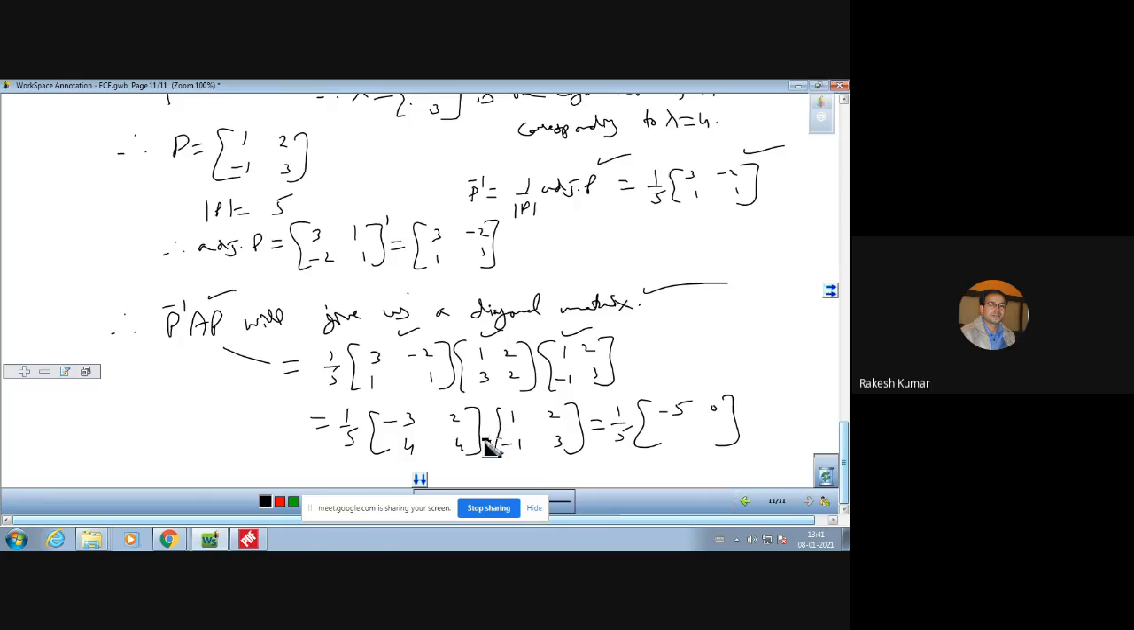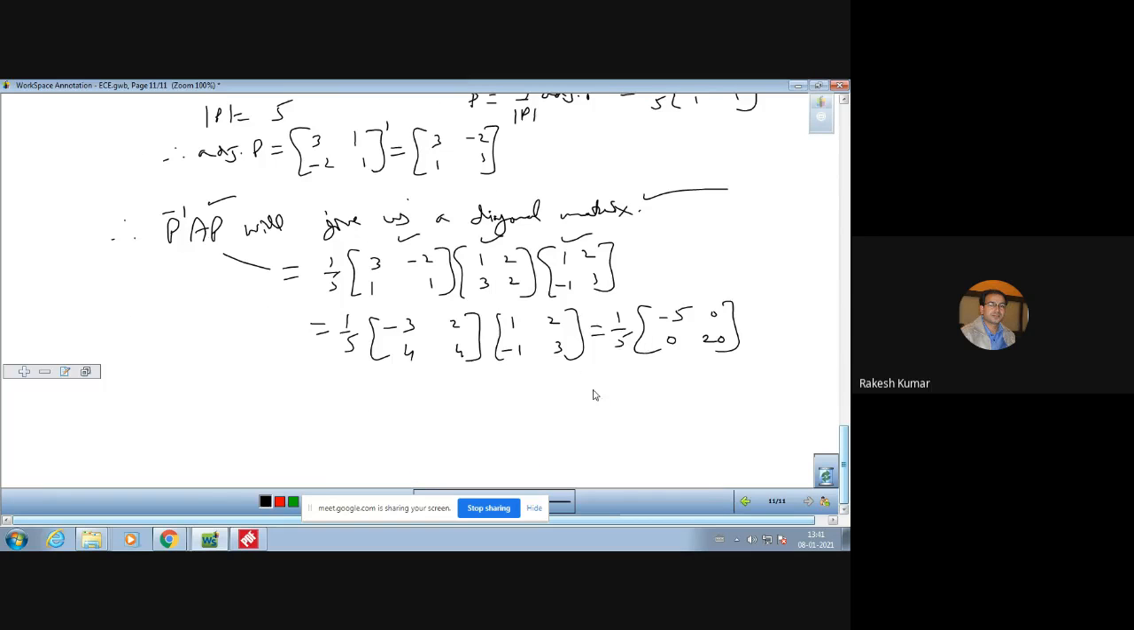4 into 1 is 4. 4 into -1 is -4, so 0. 4 twos are 8. 4 threes are 12. And this comes out to be 20. So divide it by 5, the 5 will be taken inside. We get -1, 0, 0, 4. So this is the diagonal matrix. It is clear, only diagonal elements are there. The remaining elements are 0, which is a diagonal matrix.